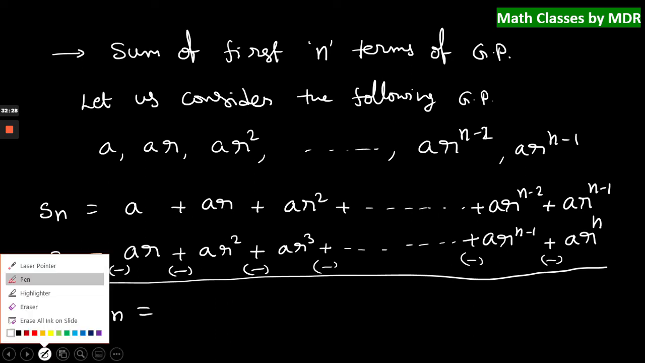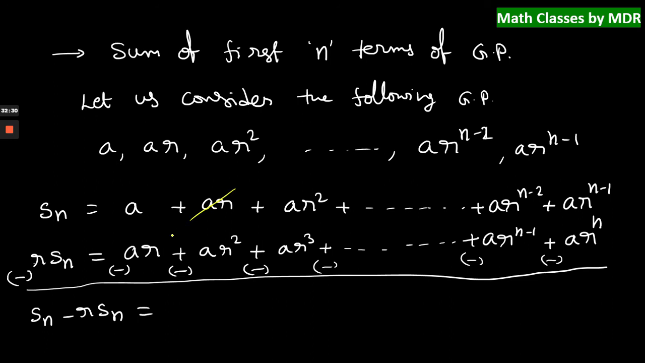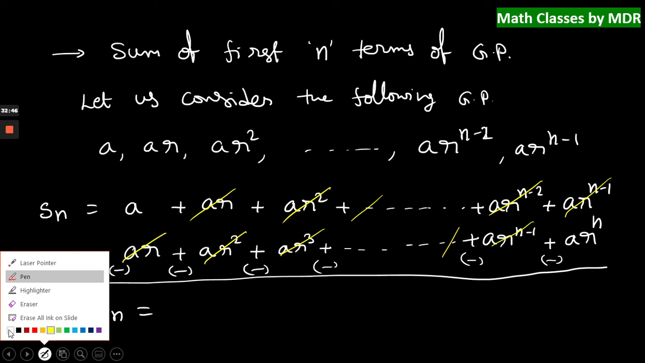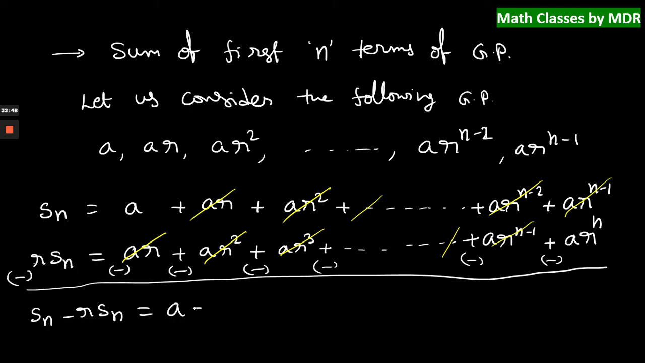Isn't it that these two get cancelled? ar minus ar, ar square minus ar square, ar cube minus ar cube, right? Until ar power n minus 2 and ar power n minus 2. All these terms will get cancelled and we will be left with only two terms, which are a minus ar^n. So further it can be written as Sn into 1 minus r is equal to a into 1 minus r to the power n.